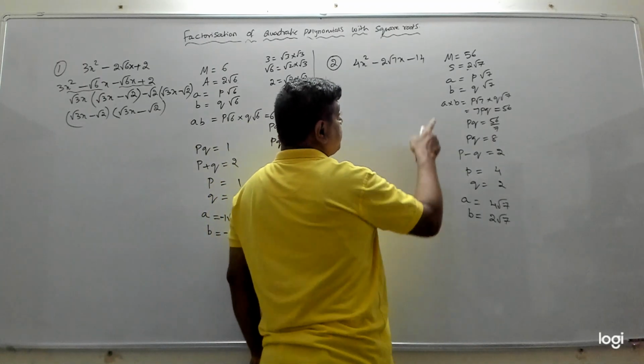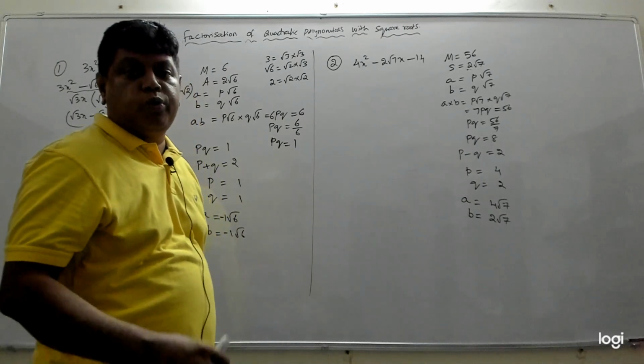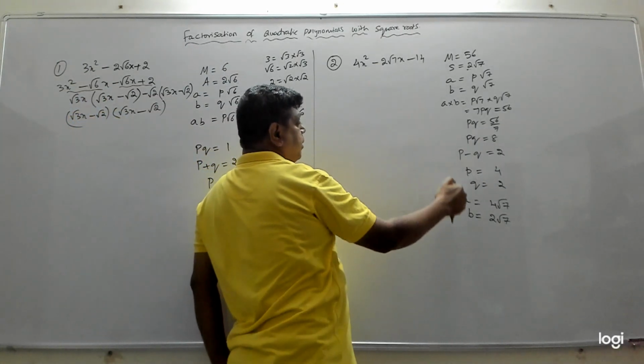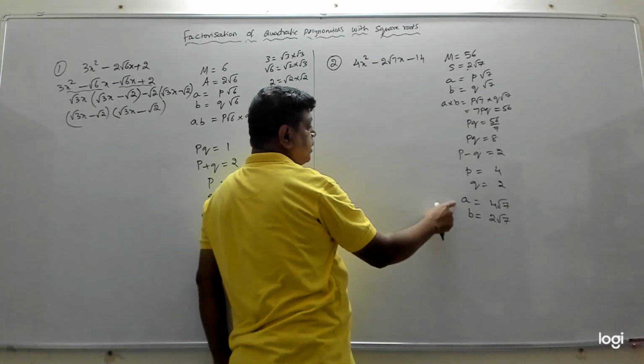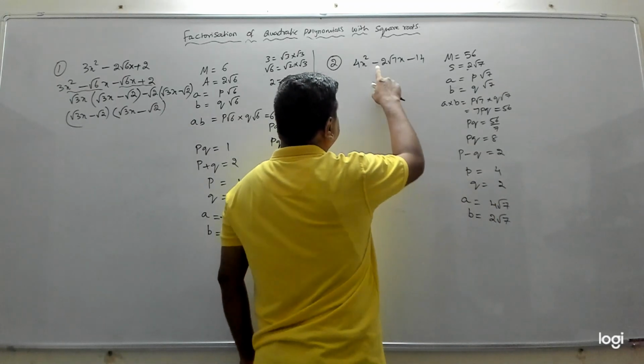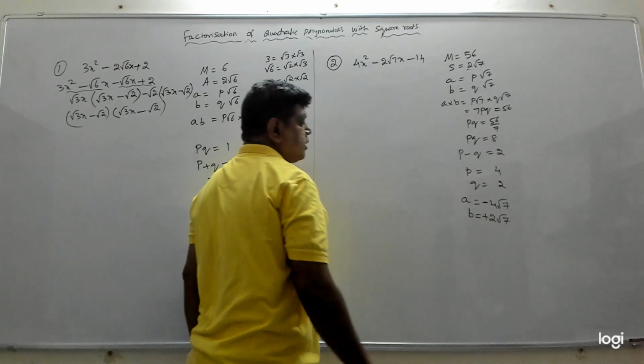Now in subtraction case, one number will be positive and one number will be negative. So to find which is positive, which is negative, we should see this sign. The greater number among these two will take this minus. Now which is the greater? 4 root 7 or 2 root 7? 4 root 7 is greater. This greater number will take this sign. This sign is minus, so it will become minus. The other number will be plus.